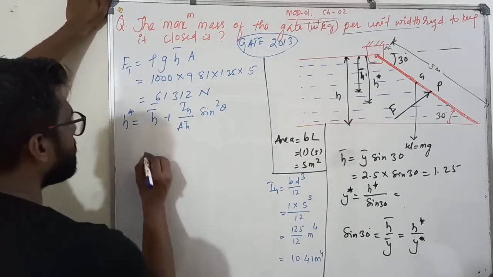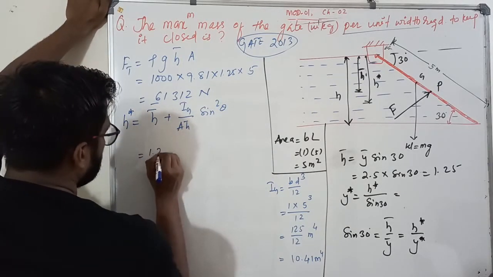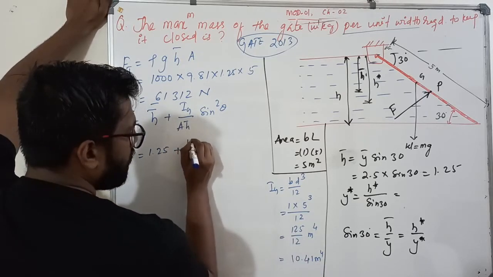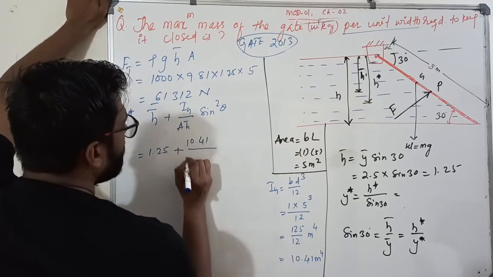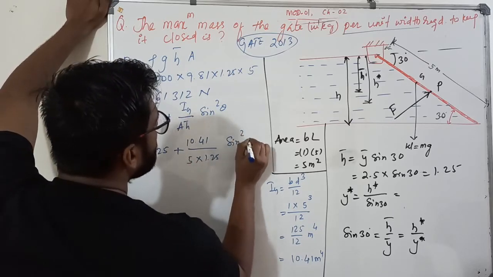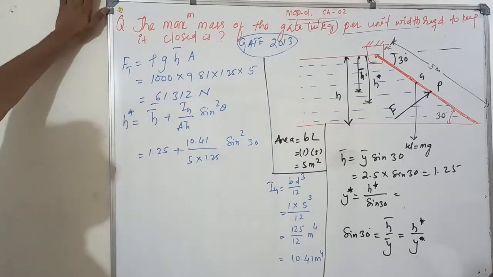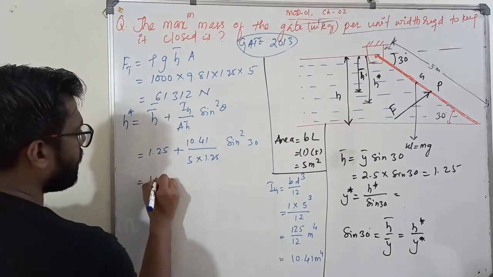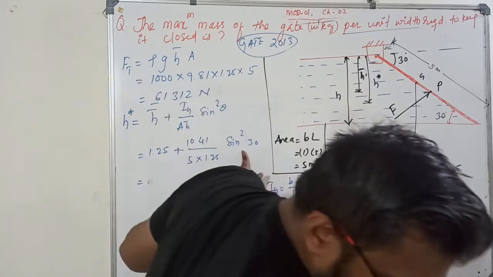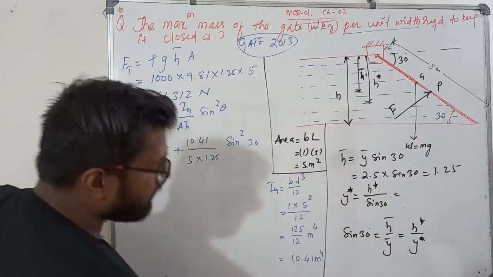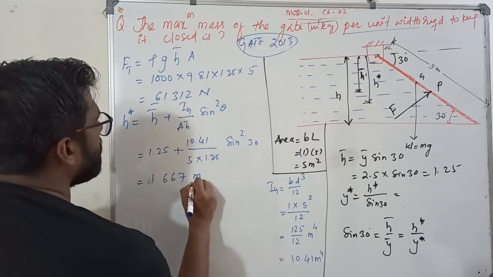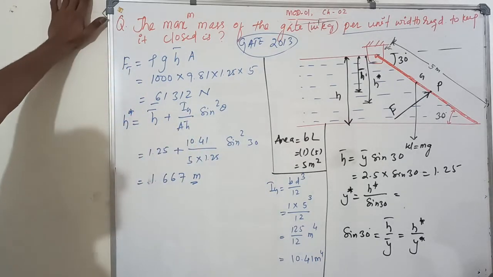Got Ig. Very good. H star is H bar, 1.25, plus Ig, which I got as 10.41, by area, 5, into H bar, 1.25, times sin square 30. Sin square 30 is 1 by 4. After solving, H star you will get is 1.667. This is your H star value.